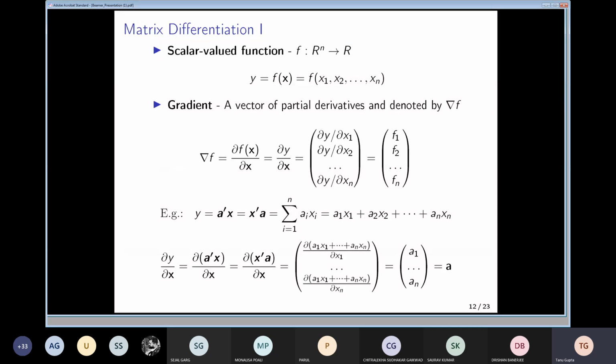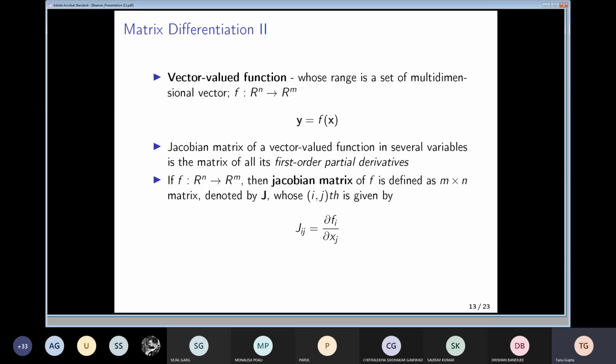So what I was saying is that for a scalar valued function, the vector of first order partial derivatives is known as a gradient vector. Similarly, for a vector valued function, since it is multidimensional on both sides, the first order partial derivatives will definitely be a matrix. It will no longer be a vector. So the matrix of its first order partial derivatives is known as a Jacobian matrix.